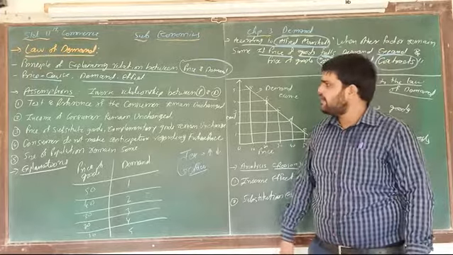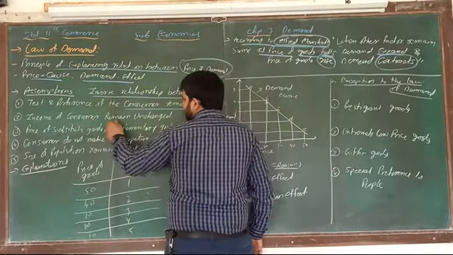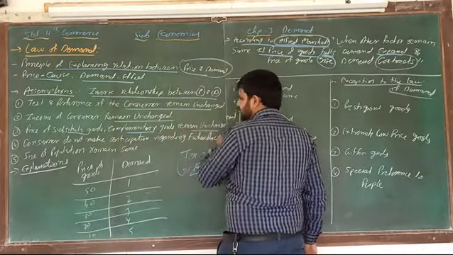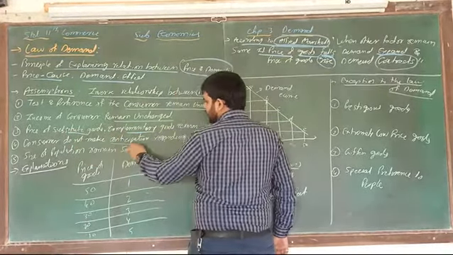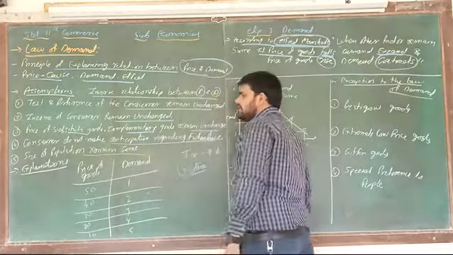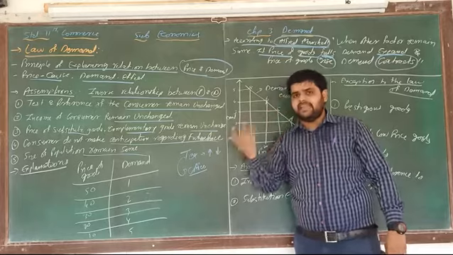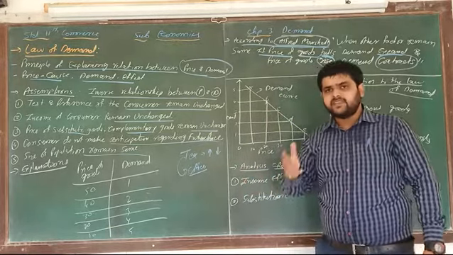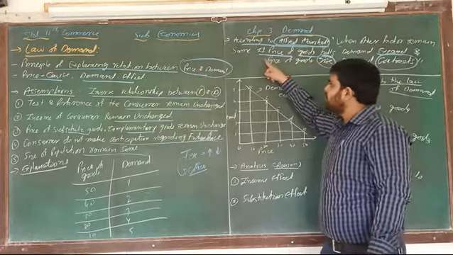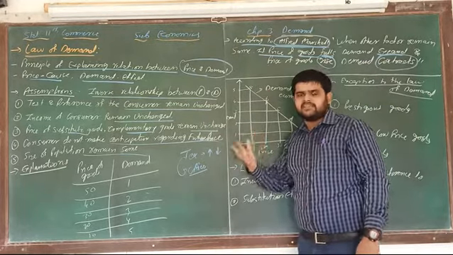So what are the assumptions? Taste and preference of consumer remain unchanged. Income of consumer remains unchanged. Price of substitute goods and complementary goods remain unchanged. Consumers do not make anticipation regarding the future. Expected price and size of population remain same. So whatever factors affect demand, here we have to take them as assumptions. First of all, you have to write down what is law of demand, then the law given by Alfred Marshall, and third, the assumptions. So five assumptions are there.